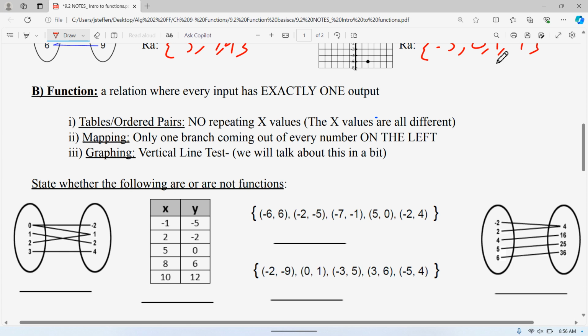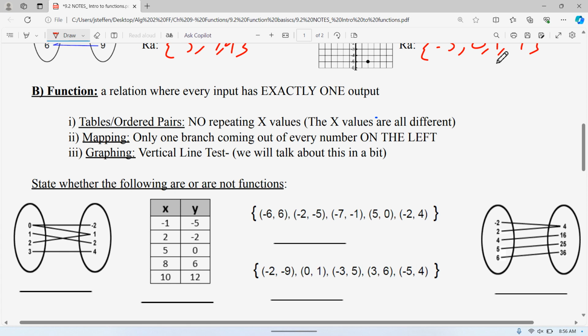For a mapping diagram, look at the inputs: there's only 1 branch coming out of every input. I specified that's the one on the left. If on your left-hand side there's only 1 branch from every single one of those, it is a function. If any of those points has more than 1 branch coming out of it, then it's not a function. Again, we don't care about the right-hand side. It doesn't matter what that looks like. We're only looking at the left-hand inputs. And then for graphs, it's the vertical line test. We'll talk about that after we do these couple problems.